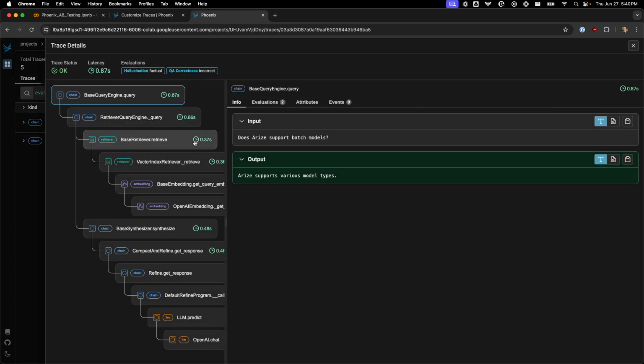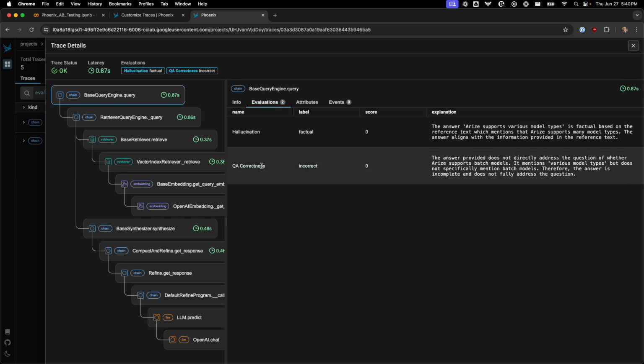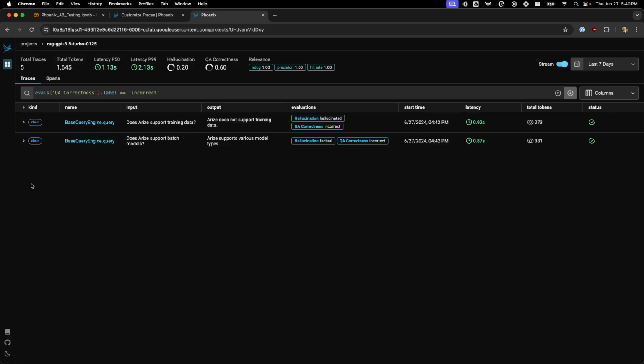The second question with an incorrect label is about batch models. The output says that Arize supports various model types, but the reason that this was labeled incorrect is because while model types are mentioned, the answer doesn't mention batch models, and because of this, the answer is incomplete and does not fully address the question.